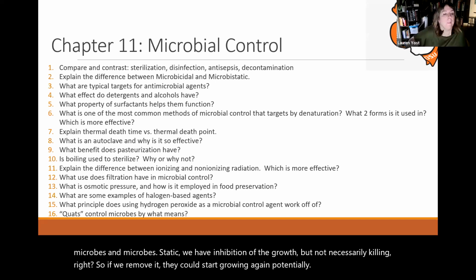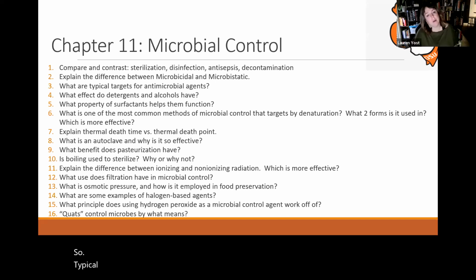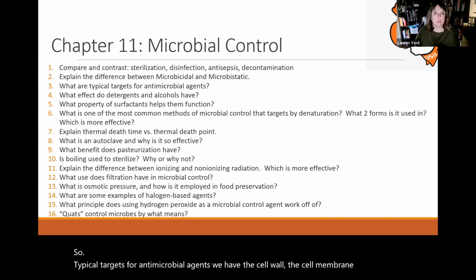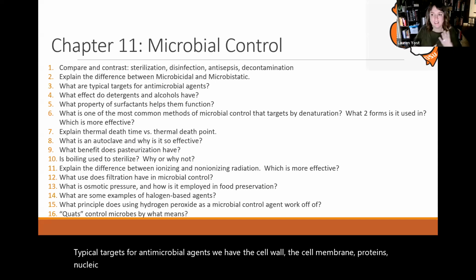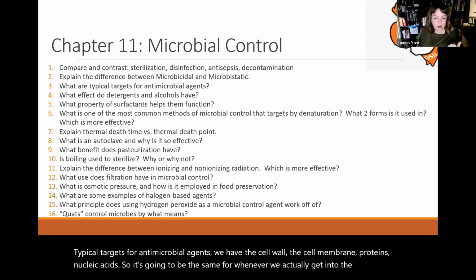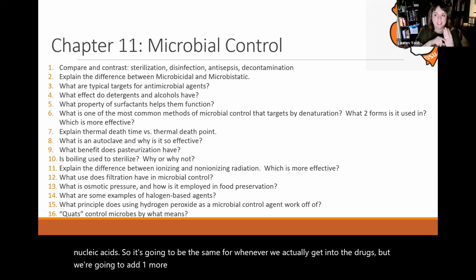So typical targets for antimicrobial agents, we have the cell wall, the cell membrane, proteins, nucleic acids. So it's going to be the same for whenever we actually get into the drugs, but we're going to add one more, which will be folic acid. So it'll be 5 for those, but for this, it's just 4.